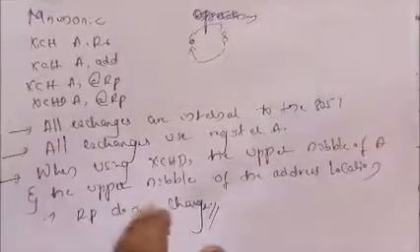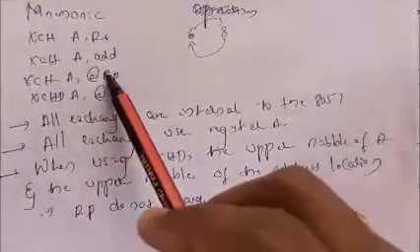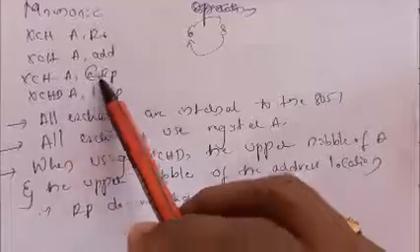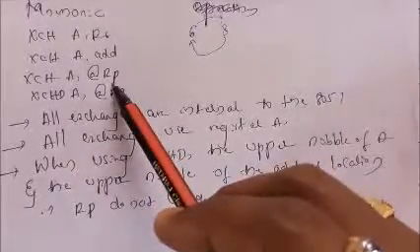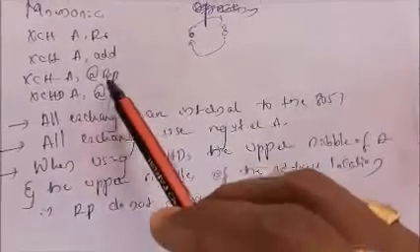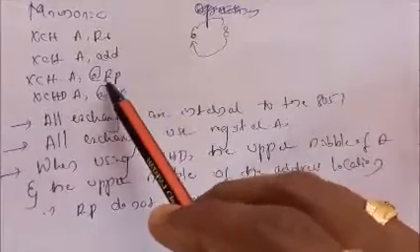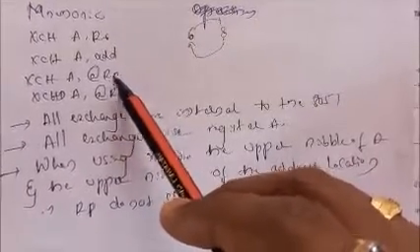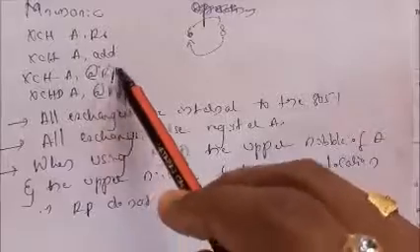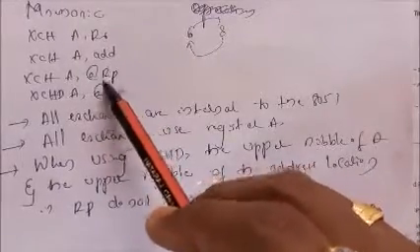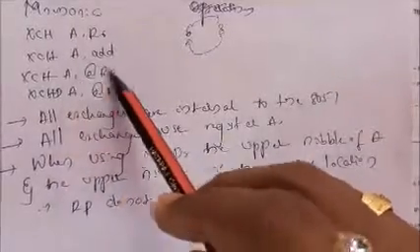Some examples you can see here: XCH A comma add, XCH A comma at RP. This is the indirect register addressing mode. For the RP pointer register, you need to use only R0 and R1. Whatever data is held by R0 or R1 is going to be exchanged to A, and similarly A to the RP.